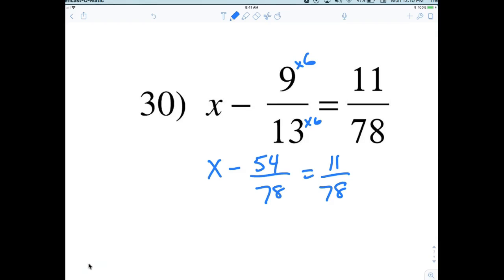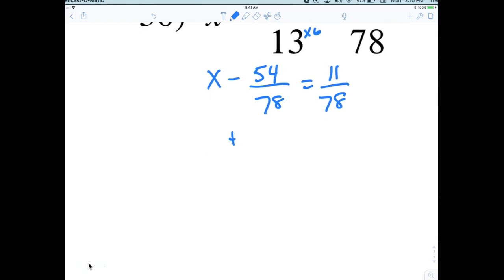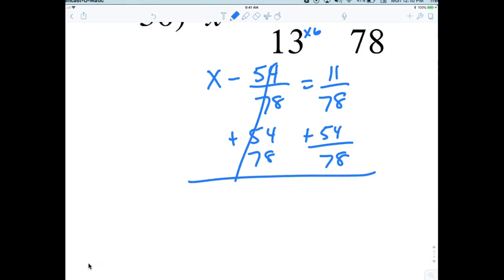Now to solve that, what do I do to the minus 54 78ths? So it would be adding. That's right. So do we actually add this time, or do we subtract? You definitely add, because they're both what? Additions. So x is equal to what?